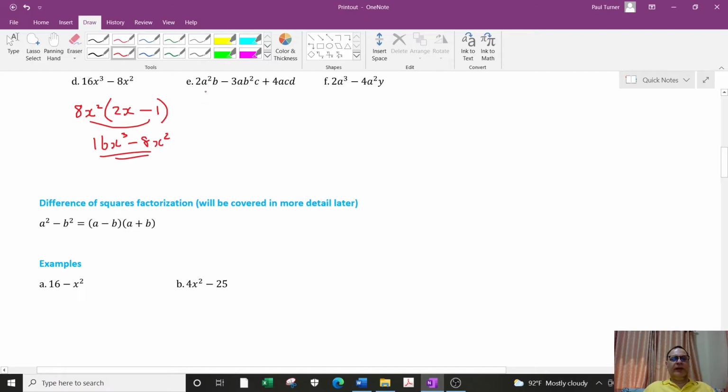In question E, we have 3 terms, which is okay. We look for common factors.